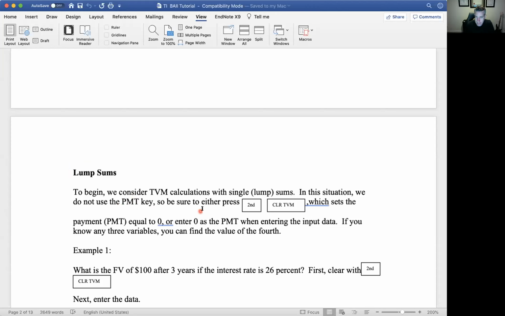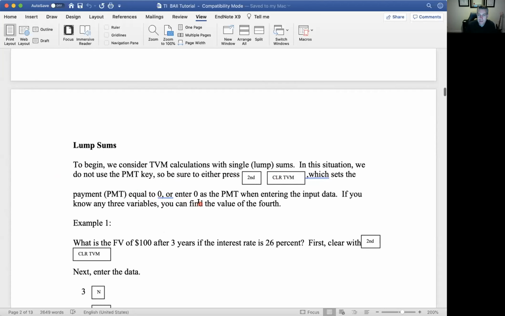So let's start off, to be sure, by clearing our time value of money buttons. You'll hear the word register. A register is just a place to store stuff. So we're going to clear the TVM register. If you hear that, it's just clearing the memory. So hit second, clear TVM. That'll set the payment equal to 0, and we don't have to worry about the payment button.